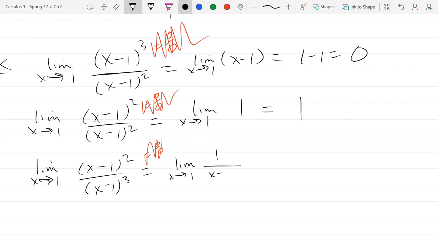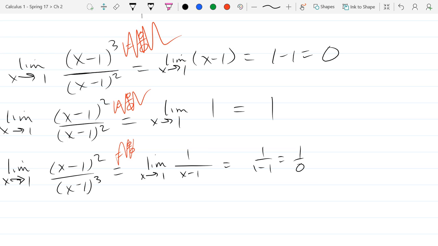What is this reduced to algebraically? 1 over x minus 1. And now we plug in 1. We get 1 over 0. Now 1 over 0 is very different than 0 over 0. We will deal with this, but we'll deal with it in one or two sections from now.